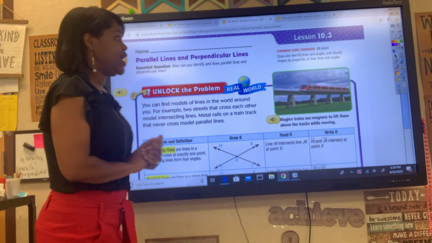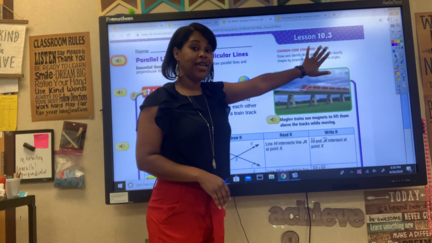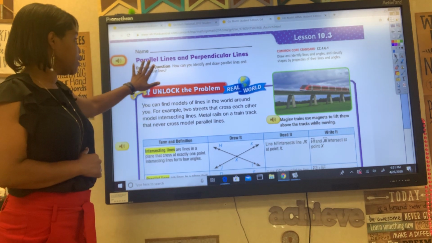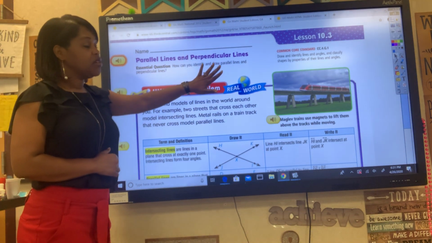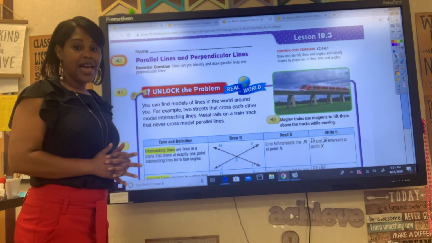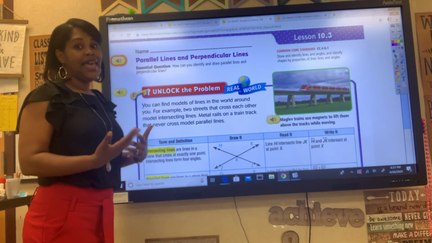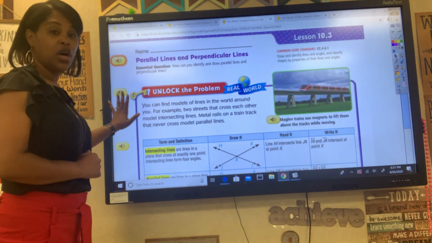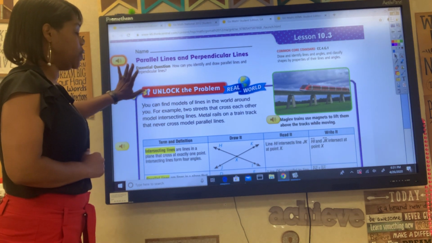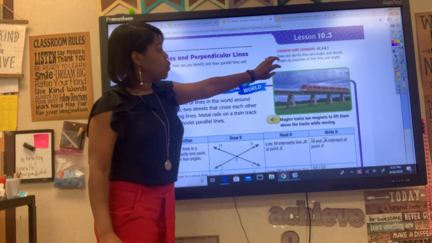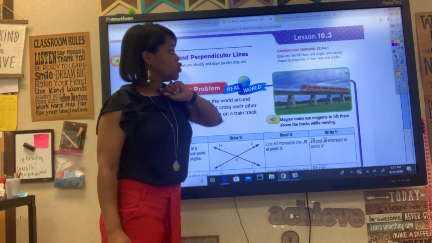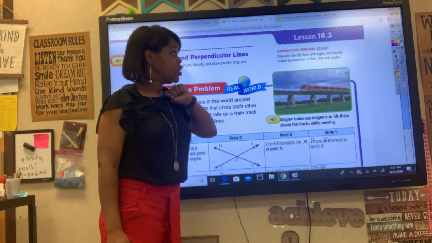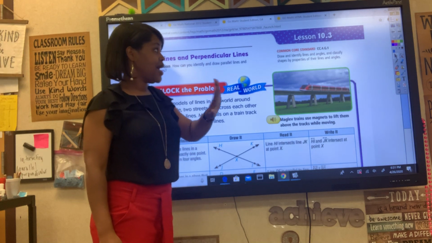So today we're on lesson 10.3, and this whole week we'll be learning a whole lot about parallel lines, perpendicular lines, intersecting lines, points, and angles. Okay, so right now we're on lesson 10.3. What we're working towards is learning how to draw and identify lines and angles and to classify shapes by properties of their lines and angles.